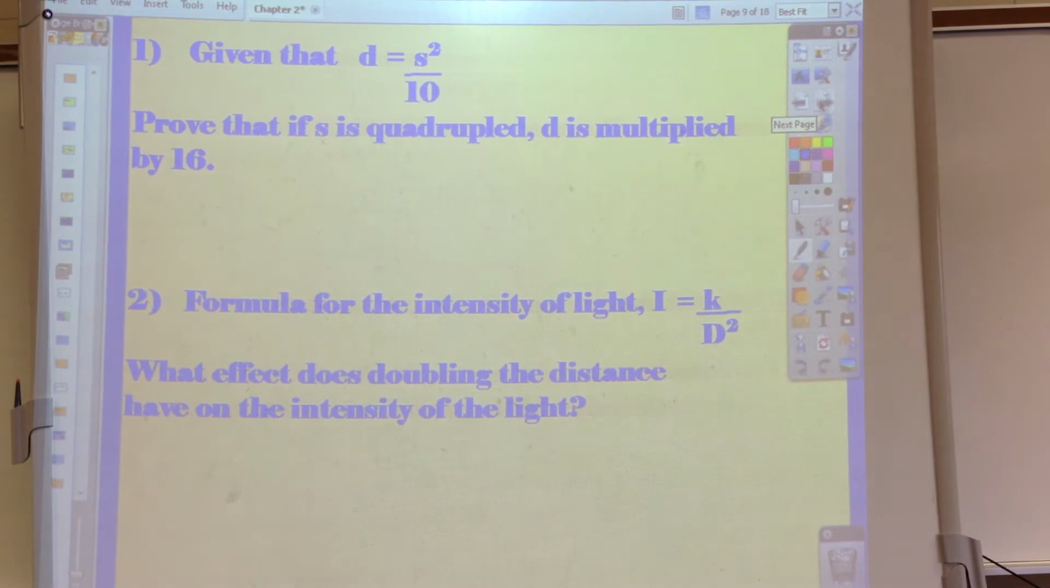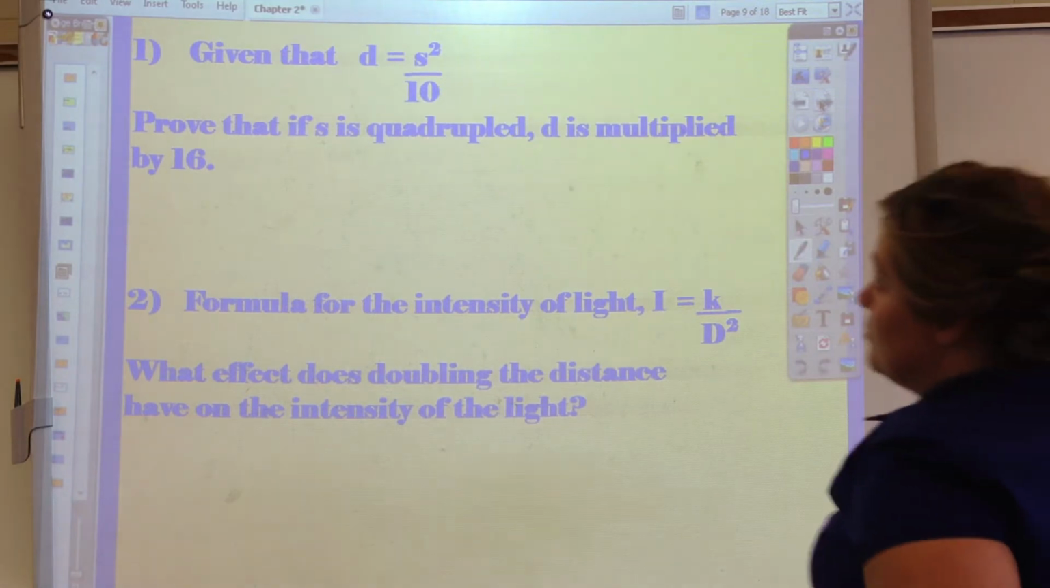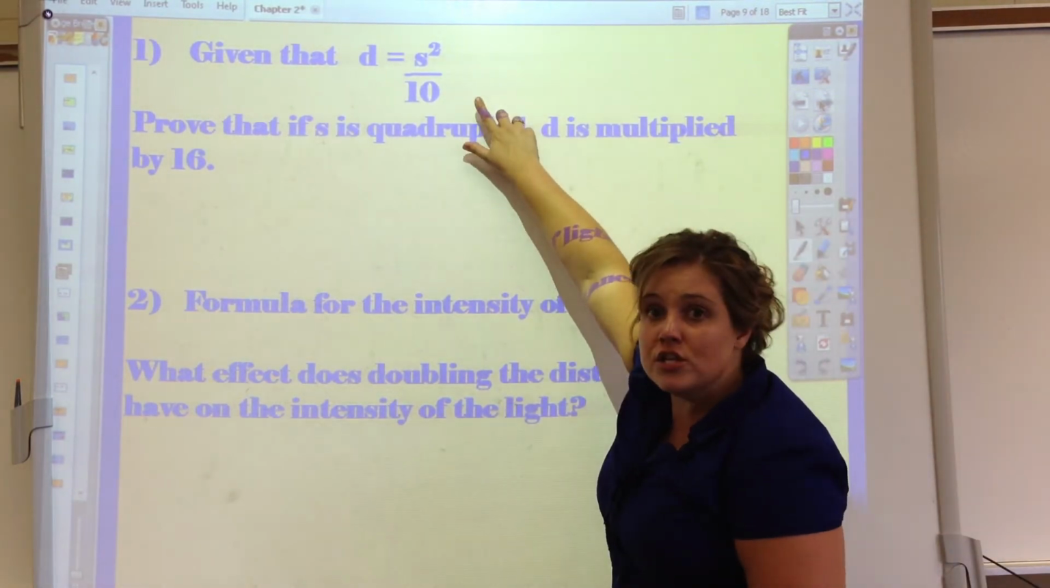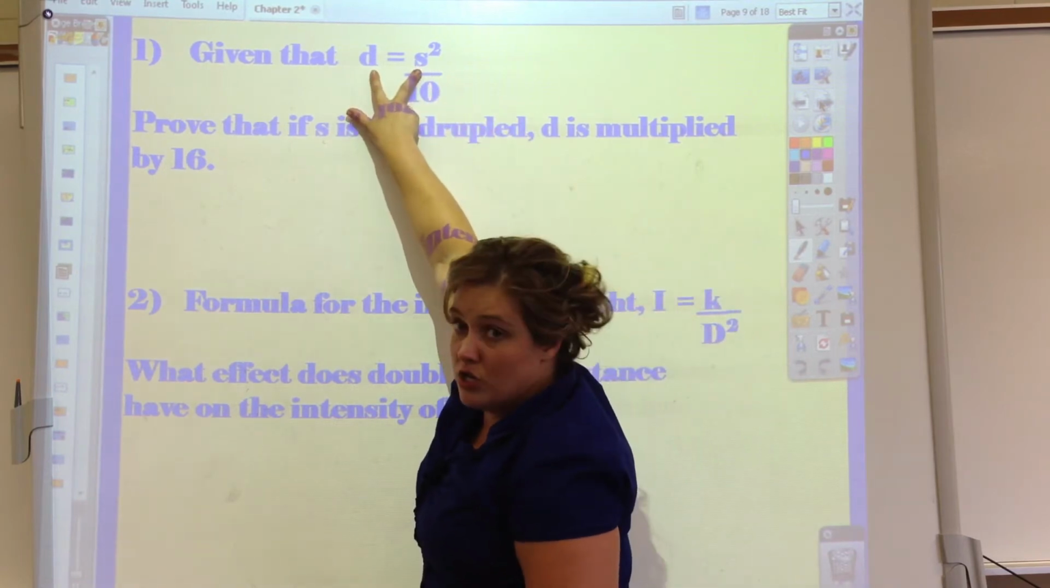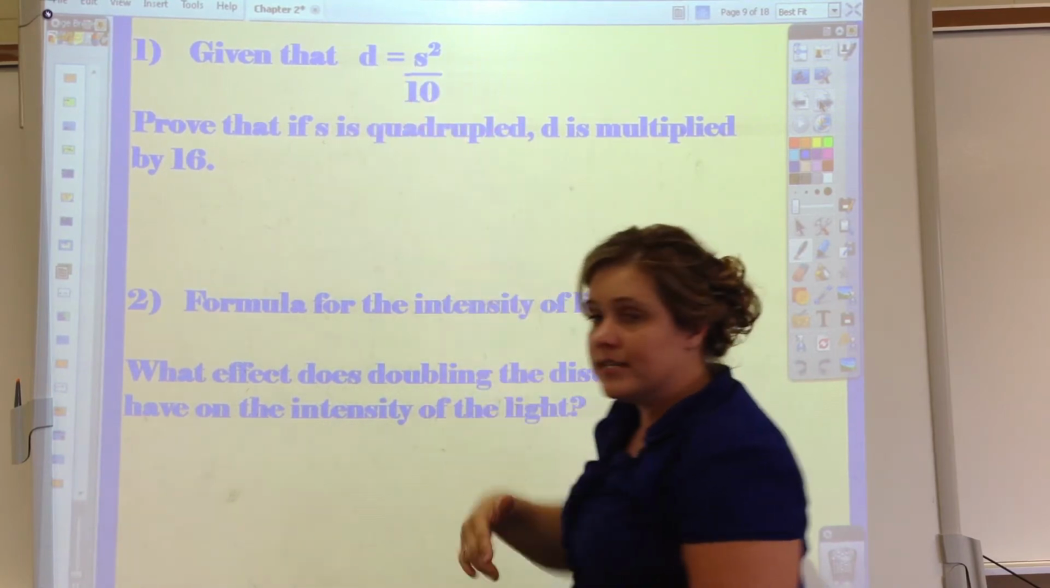Given that d varies directly to s squared, it's just being divided by 10, prove that if s is quadrupled, d is multiplied by 16. Everybody take a peek-see at this equation and agree with me it's direct variation. Both of my variables are in the numerators. I just have a constant in the denominator.